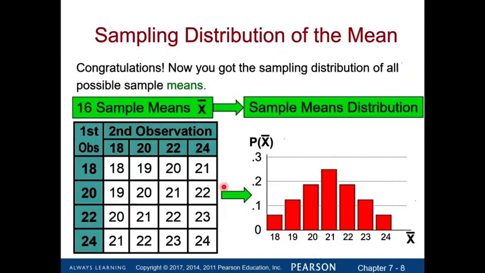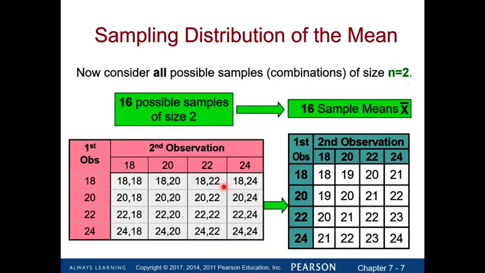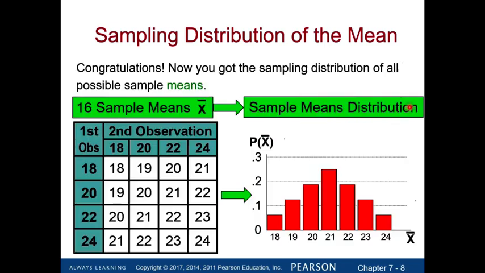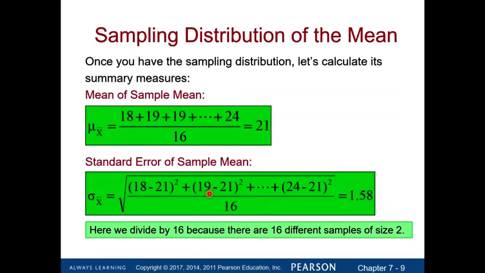We have seen the mean of sample means in the previous video, where we calculated all the 16 sample means, x bar, and then from the 16 sample means, we can calculate the average of the 16 numbers, which is 21 years old, and that gives us the mu of x bar, which is the mean of sample means.